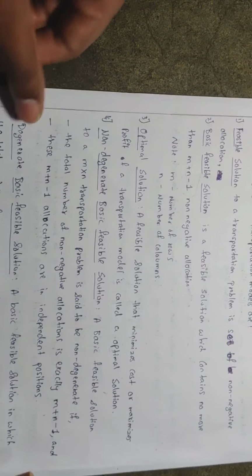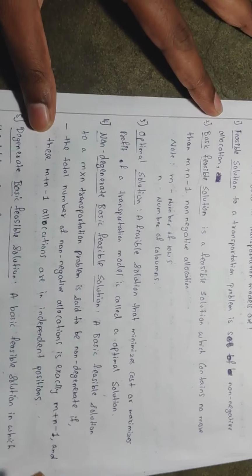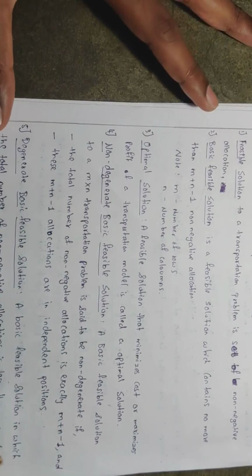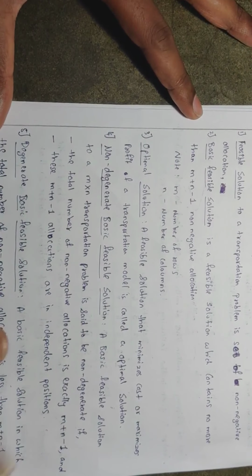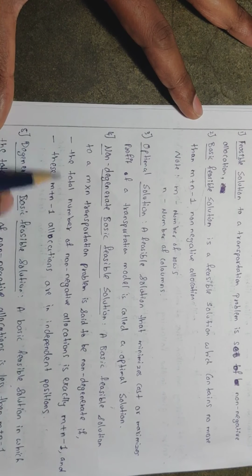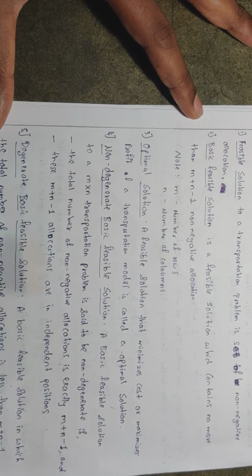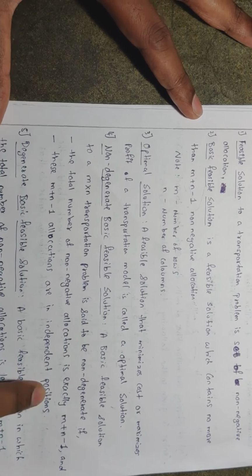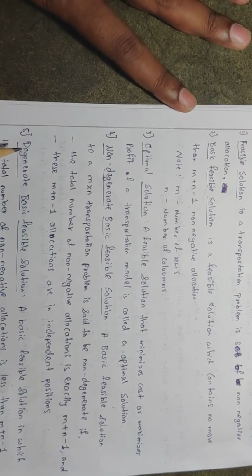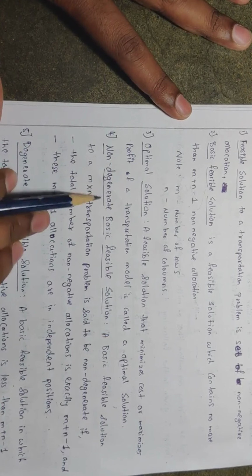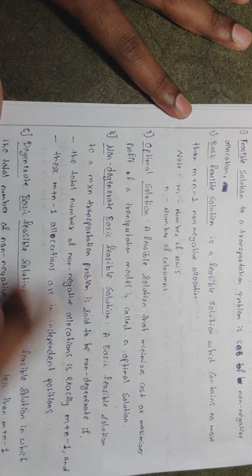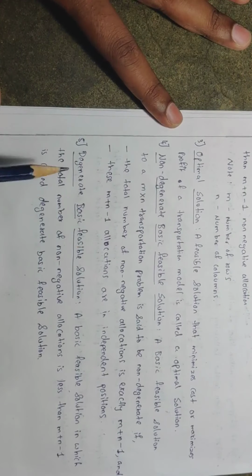Okay, the fourth point is the non-degenerate basic feasible solution. It says a basic feasible solution to an m into n transportation problem is said to be non-degenerate if the total number of non-negative allocations is exactly m plus n minus 1, and these m plus n minus 1 allocations are in independent positions. I'll explain these points when we start with the problem. Just keep in mind that the problems you are going to deal with should always be non-degenerate problems.